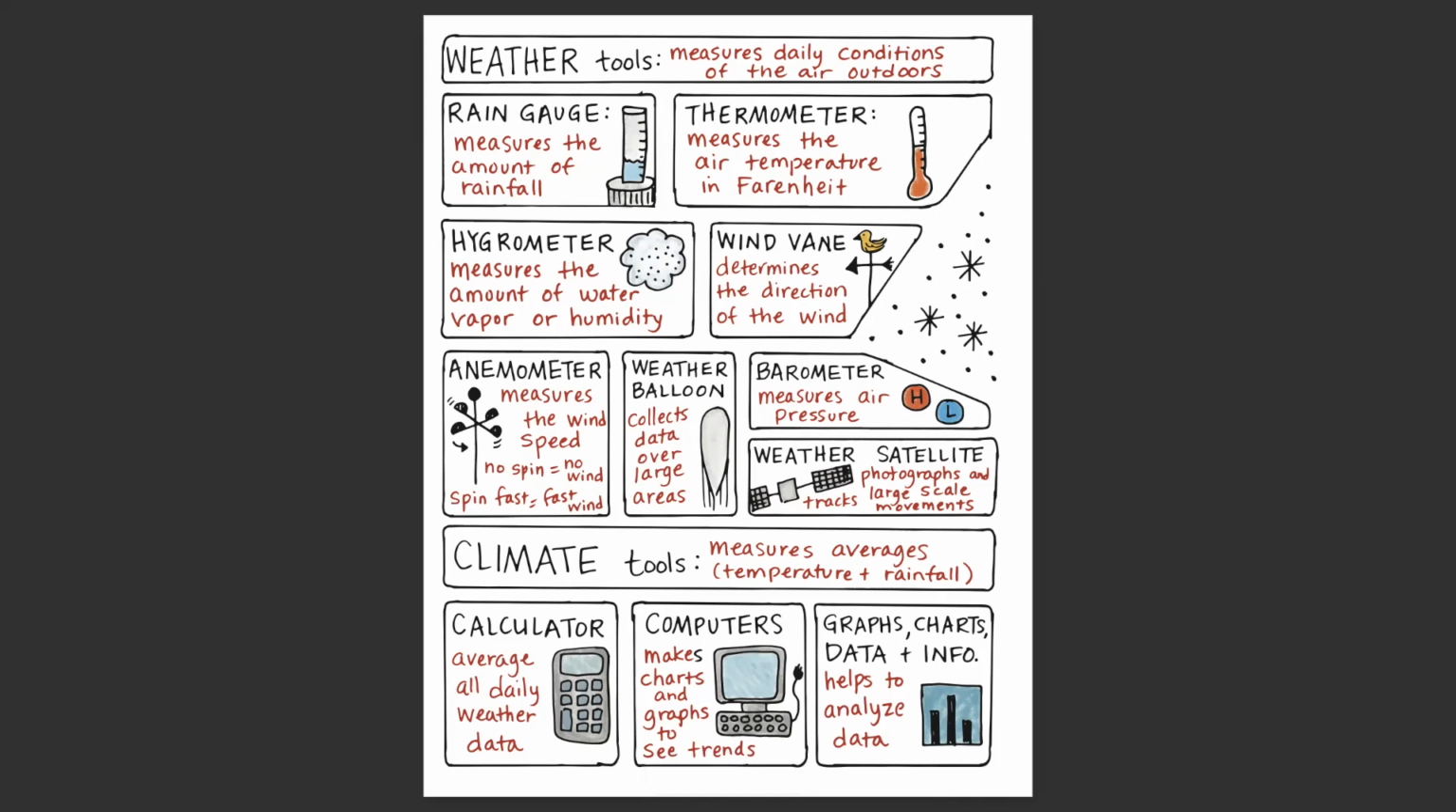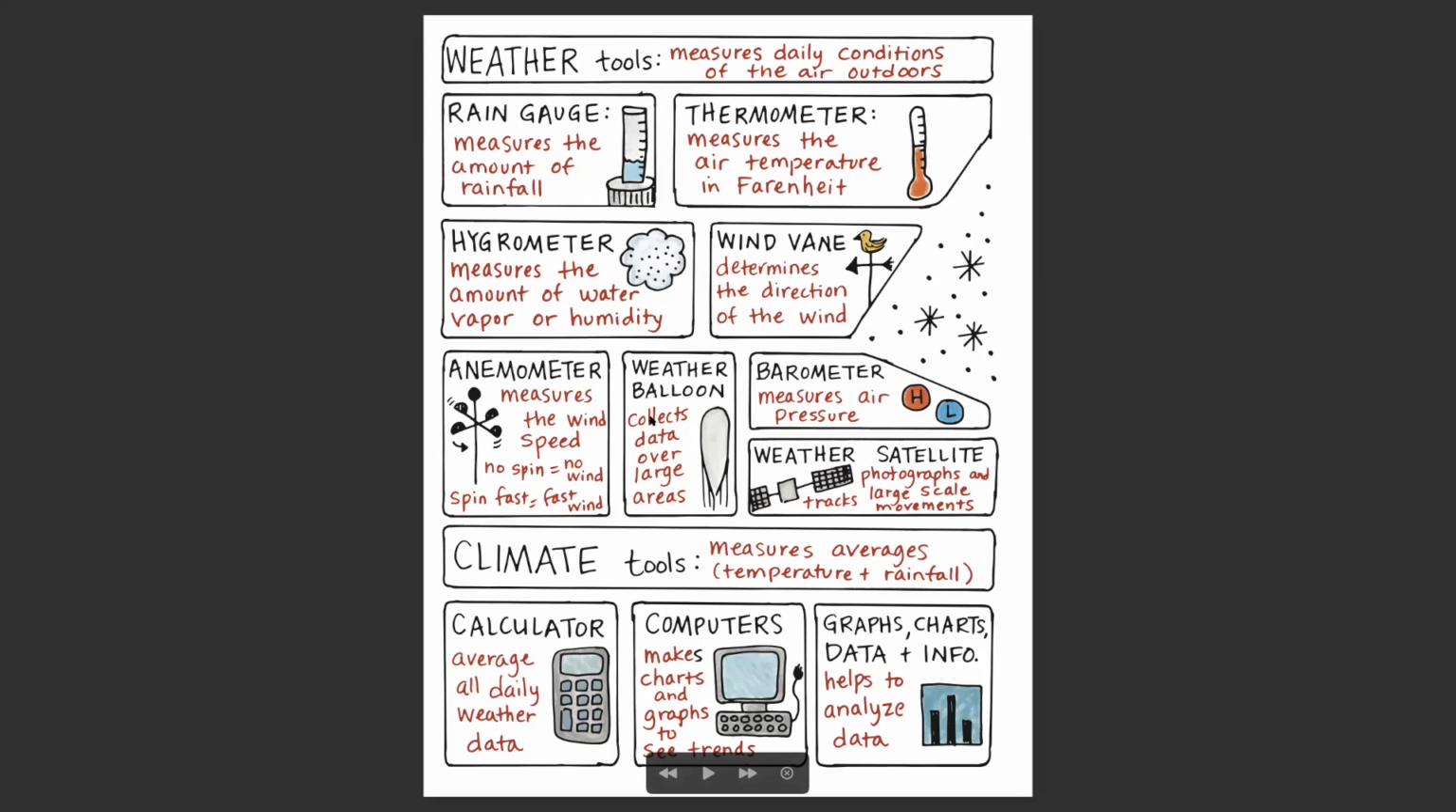And then we have climate tools. Our climate tools are things that we've discussed before. One, the computer you're watching this on. Two, calculator, which Ms. Rokas does not allow you to use in math, right? And three, graphs, charts, data, and other information. We use graphs and charts semi-frequently in social studies and science, more so in science and social studies, but we also use them in math, of course.